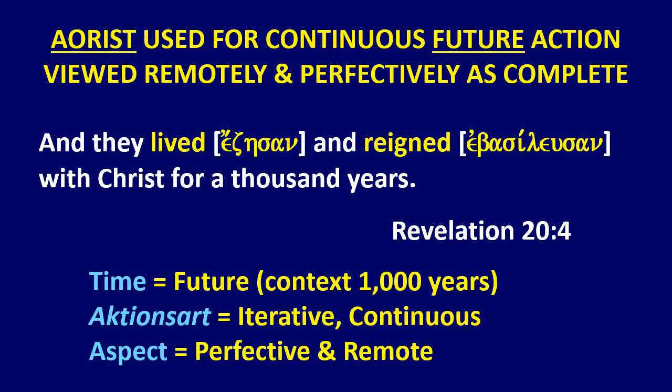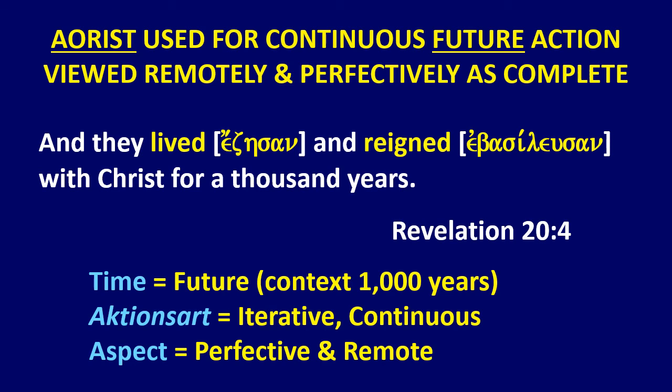In the next example we see here from Revelation 20, verse 4, the aorist is used, and it's used for a continuous action, but it's in the future. So again, aorist can be used for something in the past, it can be used for something in the future, it can even be used for something in the present. But in either case, it is viewing an action from a remote vantage point, and it's perfective in terms of its aspect. It's viewing that event as a complete or whole event, collectively or in its entirety.